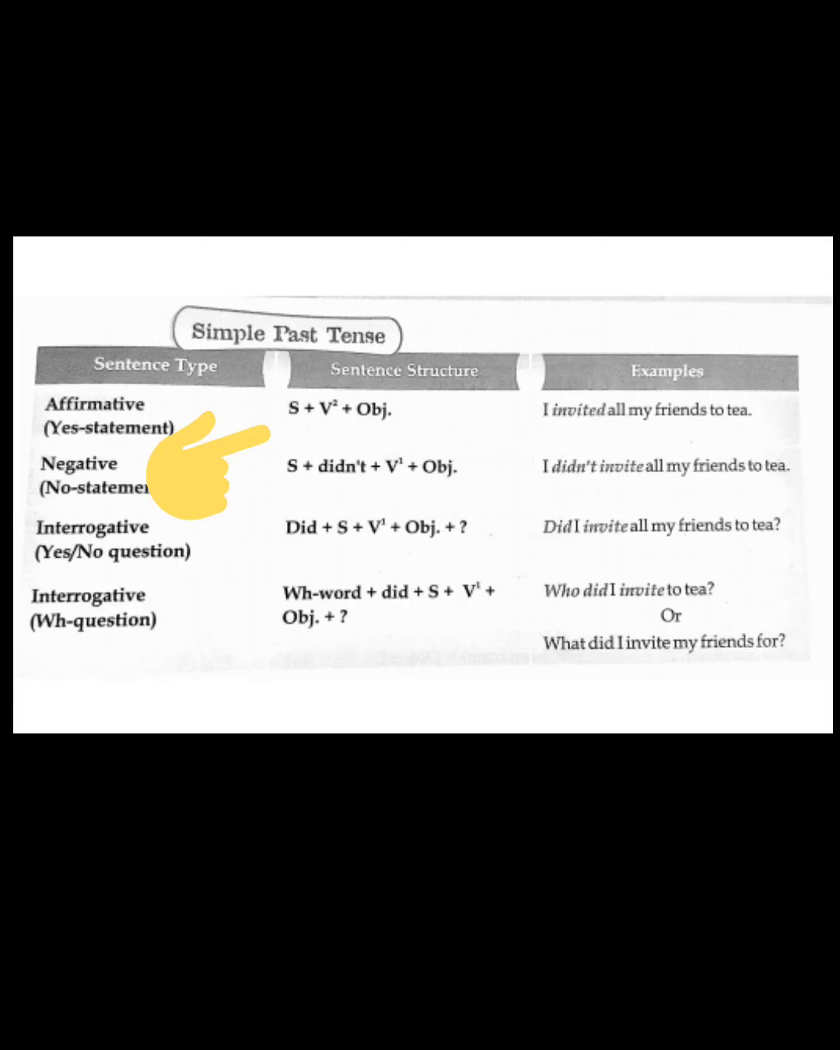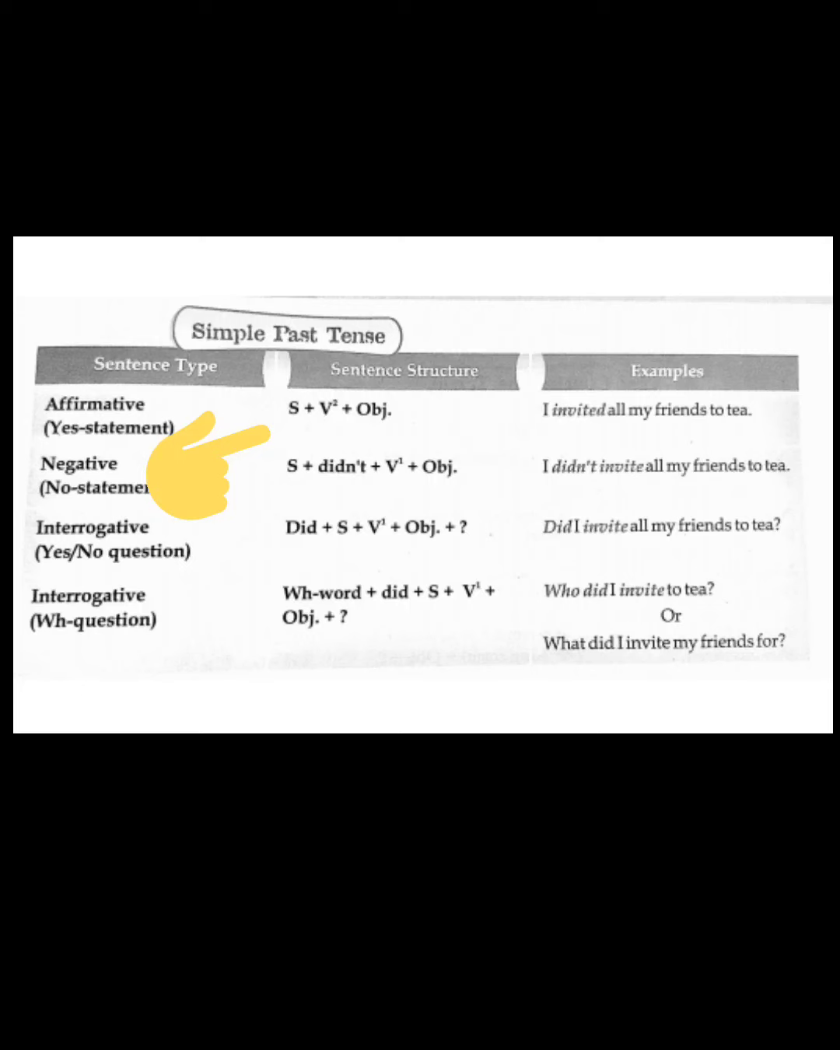Students, the most common error done by students is that most of the time with did not or with did they use verb second form. So that is incorrect. With did we always use verb first form. So you will never say did not told. You will say did not tell. Okay. So let's see the example.